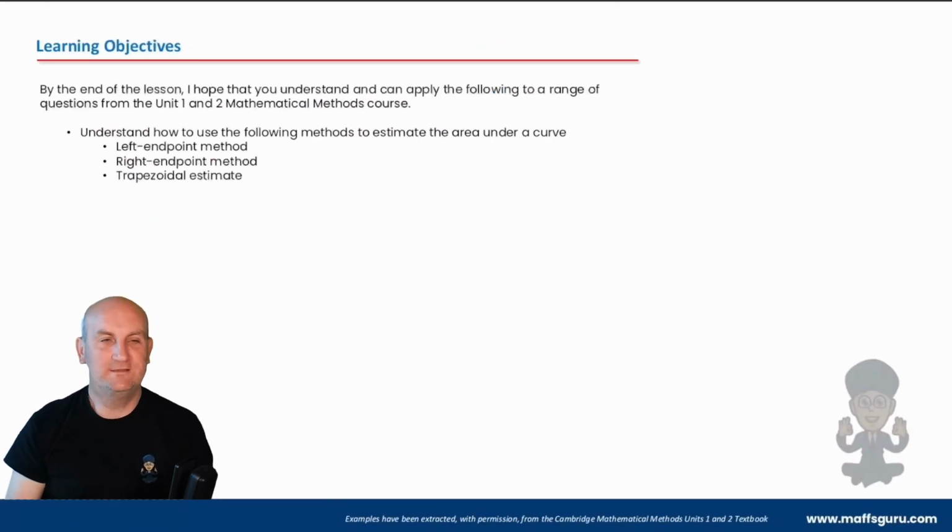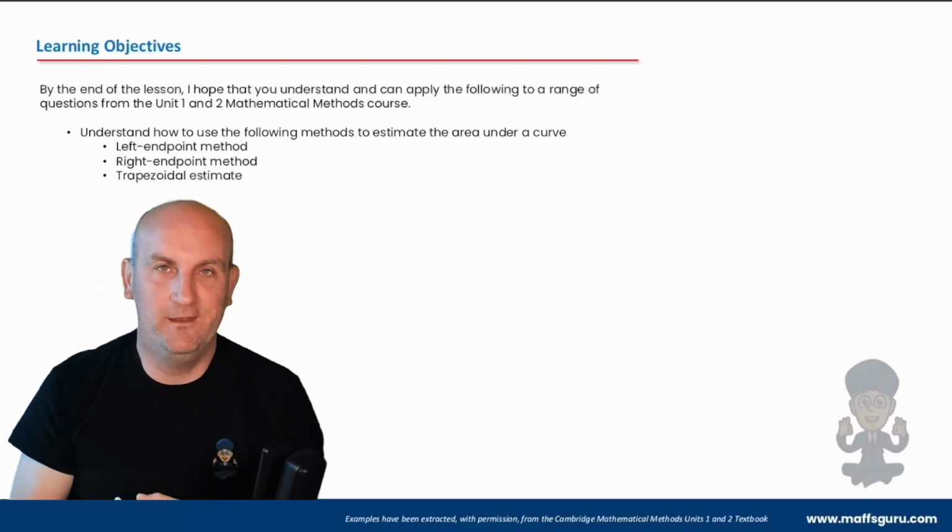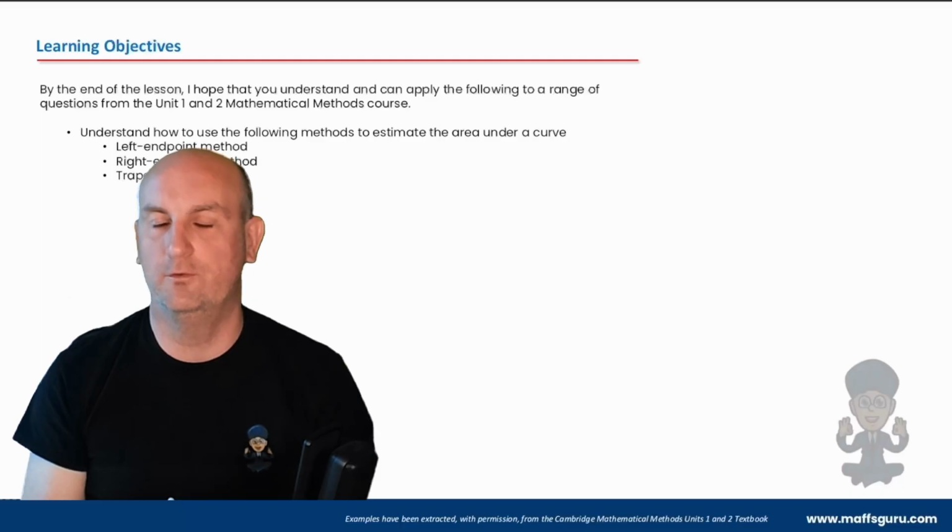There we go. We're almost at the end of the video. Did we talk about the left endpoint method? I did. The right endpoint estimate? Yes. And trapezoidal estimate? We have done. Okay, so there we go. That is a way to estimate the area under a curve.